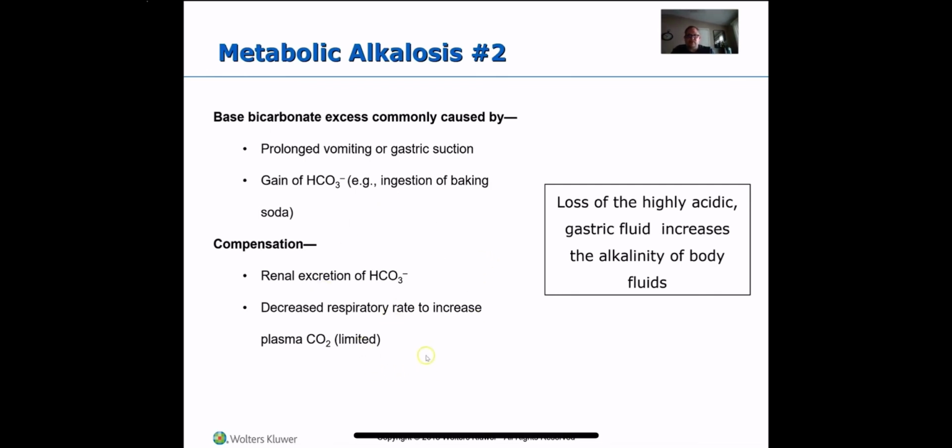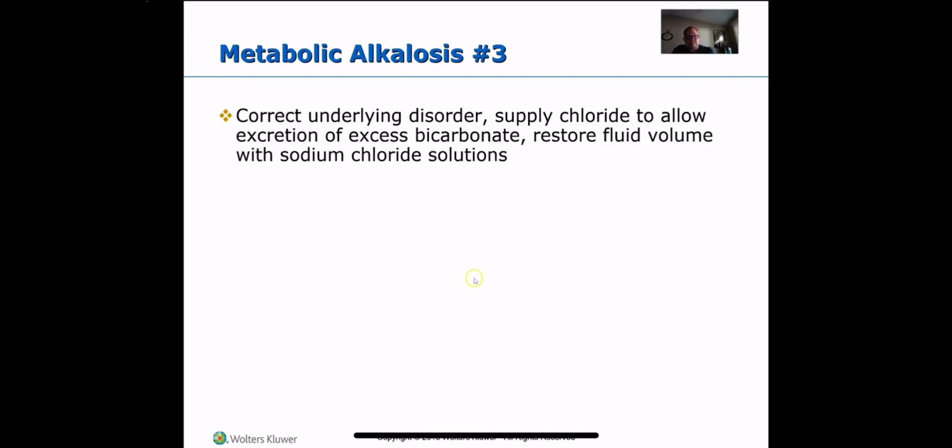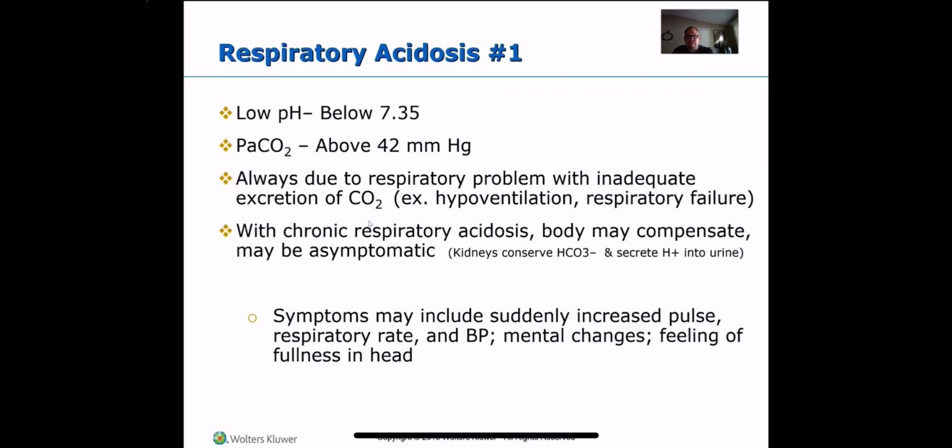So some ways your body compensates for it is you're going to have renal excretion of your bicarb, and you're going to be looking at a decreased respiratory rate to increase your plasma CO2. Now you can only do so much with that, but that's what your body will generally try to do to compensate. You always have to correct the underlying disorder, supply chloride to allow excretion of excess bicarbonate, and restore fluid volume with sodium chloride bolus solutions.